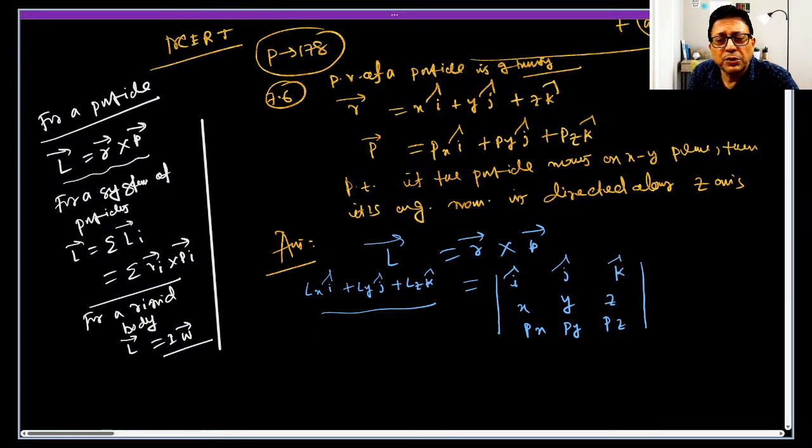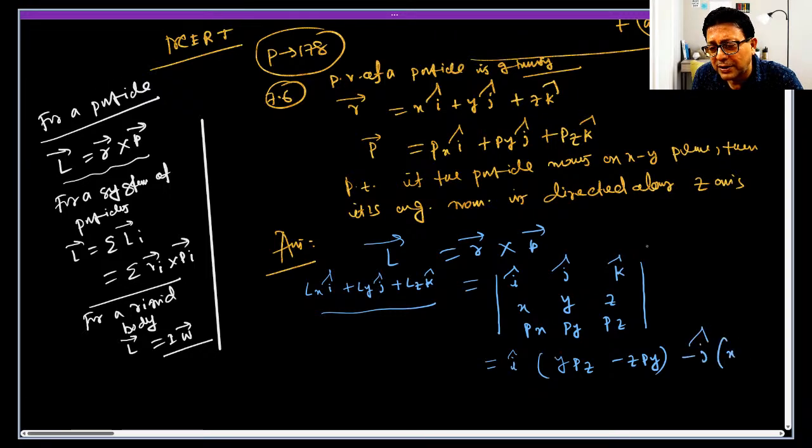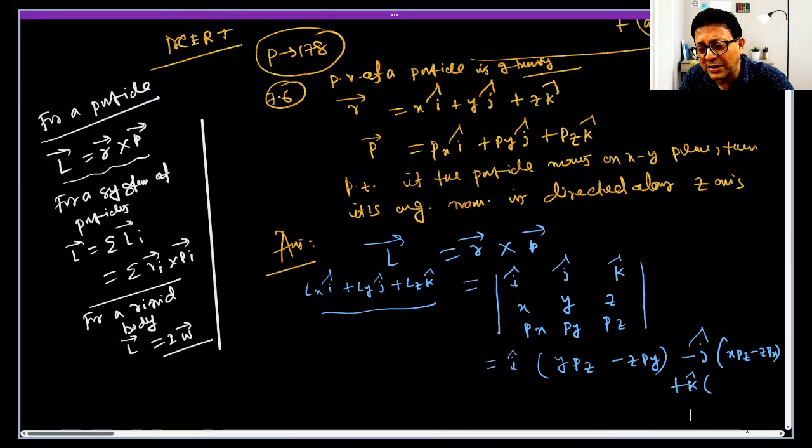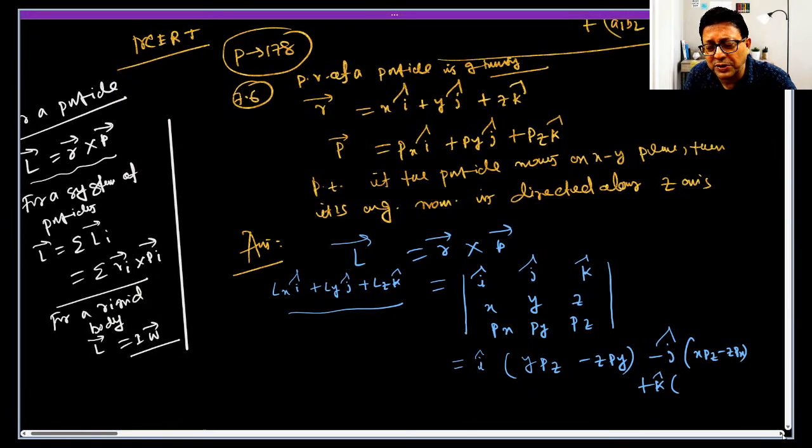So we will compare these two, but let us evaluate the right hand side. i cap (ypz minus zpy), minus j cap (xpz minus zpx). I remember it better with the help of determinant, that's why I am doing it. No need to do it by determinant. If you know it, you apply it. Otherwise, just write this formula directly.